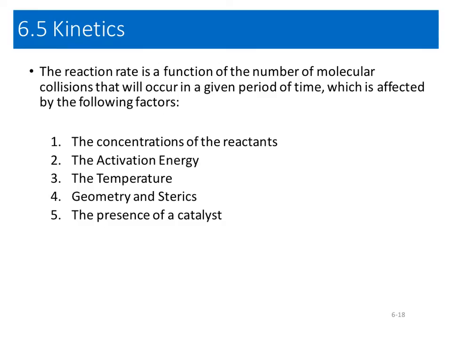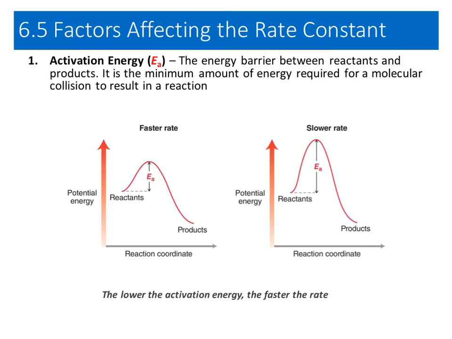The reaction rate is a function of the number of collisions that can occur during the course of the reaction. And the rate is affected by some factors. The first one is the concentration of reactants. So we already talked about it. According to the order of the reaction, the concentration of the reactants can have different impact. We also have other factors to consider, which we are going to talk about in the following slides.